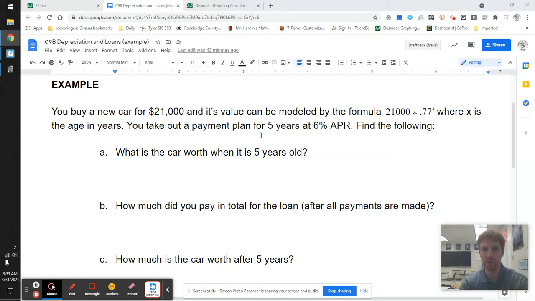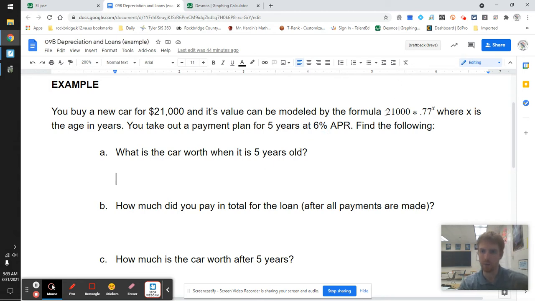All right, here's an example that's similar to what you're going to be doing on your assignment. It says you're buying a car for $21,000 and its value can be modeled by this formula. X is the age in years, and you're taking out a payment plan for 5 years at 6% interest. So all that information is going to come up throughout the process here. First up, what's the car worth when it's 5 years old?